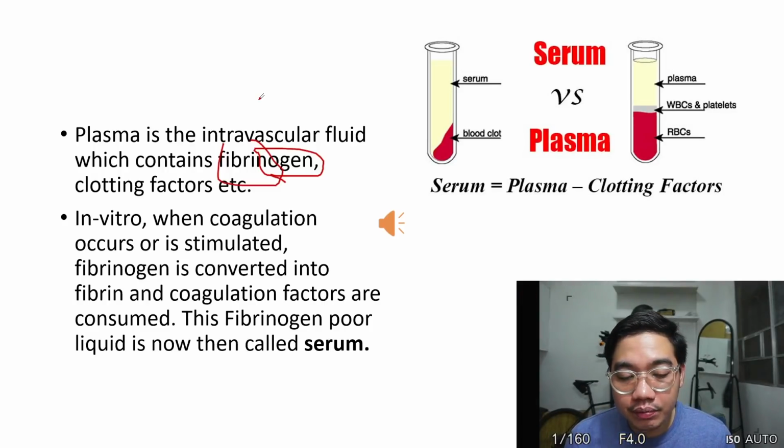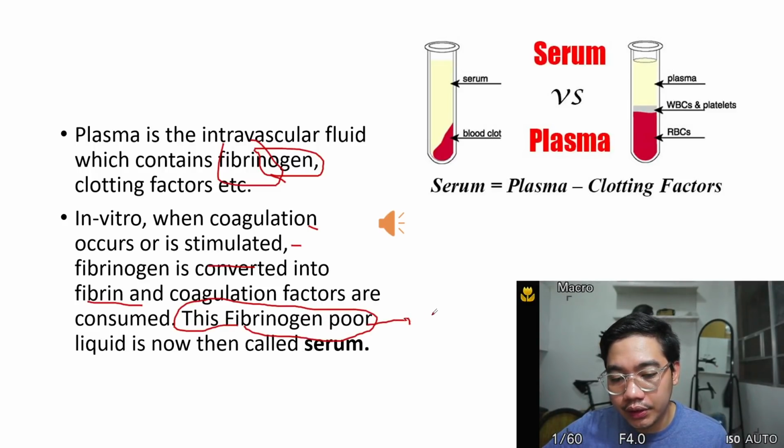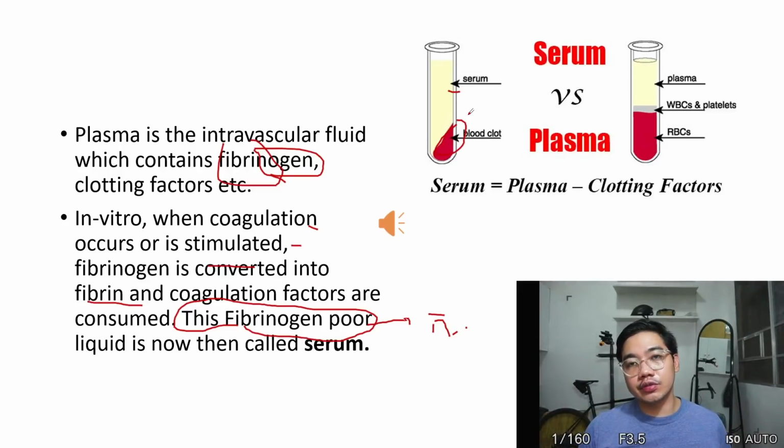In vitro, meaning out of the body, coagulation occurs and is stimulated by fibrinogen being converted into fibrin. If the fibrinogen has already been converted into fibrin, the liquid is now called the serum. This is a blood clot. So there are tests where it's better to use serum versus plasma. For example, your chemistry tests: we prefer to use serum, but of course plasma can still be used.